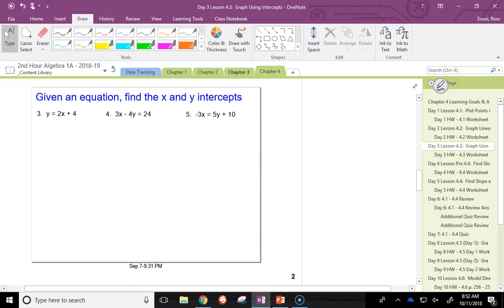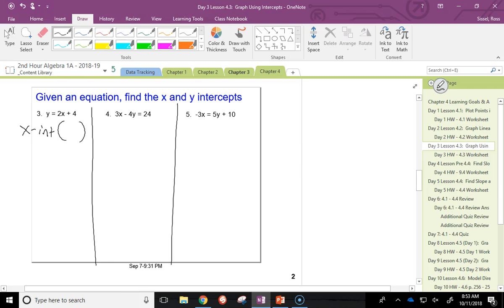Given the equations, find the x and y-intercept. How are we going to do each one of these? How do I find the x and y-intercept from the equation? What do I have to do to find my x-intercept? Brianna? Have y equals 0.